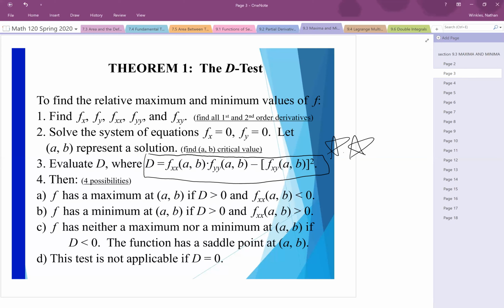F has a relative maximum at (a, b) if D is greater than 0 and fxx at (a, b) is less than 0. F has a relative minimum at (a, b) if D is greater than 0 and fxx at (a, b) is greater than 0. F has neither a maximum nor a minimum at (a, b) if D is less than 0; the function will have what we call a saddle point at (a, b). If D equals 0, the test is inconclusive. So we have to be aware that we can get inconclusive results as well.